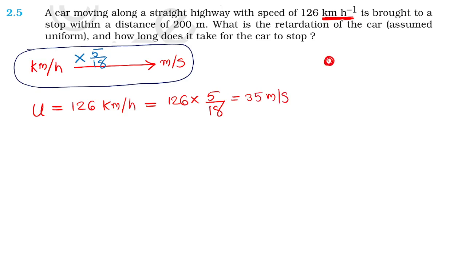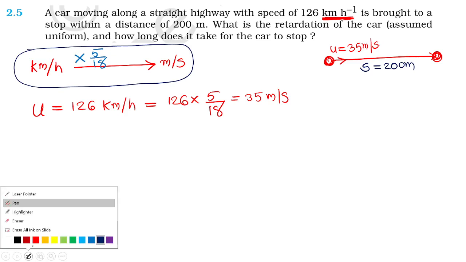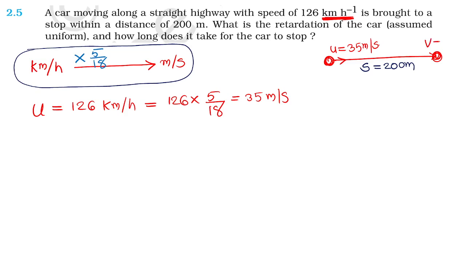A body was moving with the initial speed 35 meter per second, and it traveled a distance. The distance traveled by the body is 200 meter. And finally it stopped. Is it correct? Brought to a stop. Yes. The final velocity is given as 0. Stopping means the velocity 0. You know that.